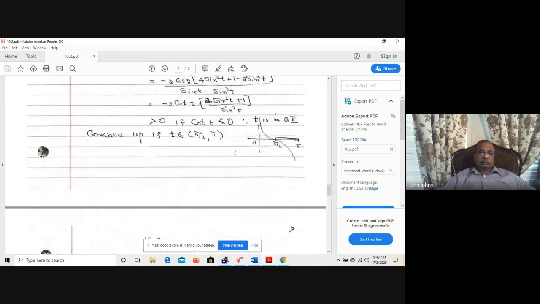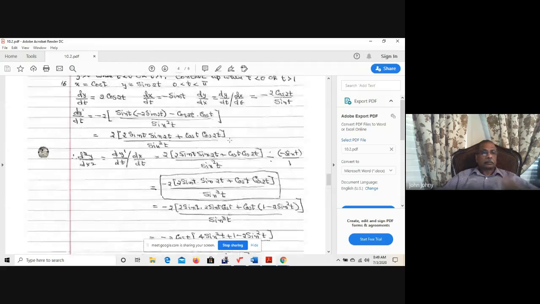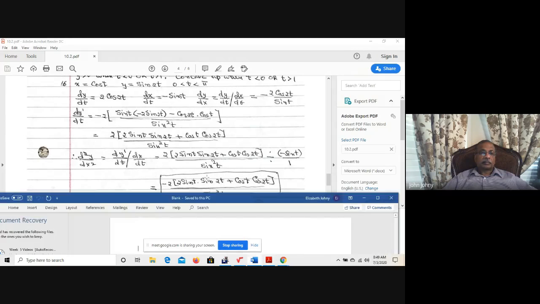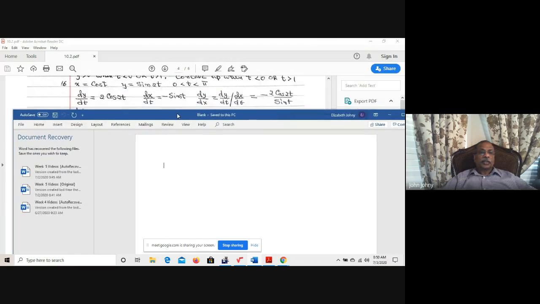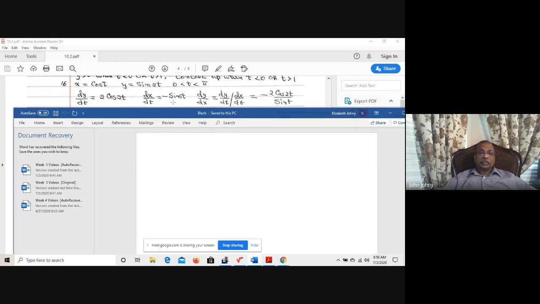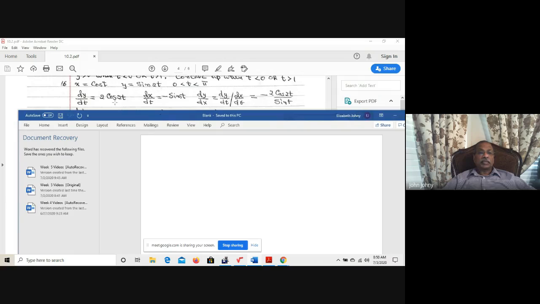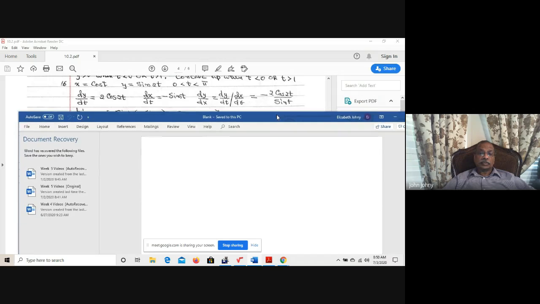Number 16. x is equal to cos t, y is equal to sin 2t, t varies from 0 to pi. dy over dt is equal to 2 cos 2t, because the derivative of the sine function is the cosine function. That is cos 2t times 2. dx over dt is negative sine t. Therefore, dy over dx is equal to dy over dt, that is 2 cos 2t, divided by negative sine t. So it becomes negative 2 cos 2t over sine t.